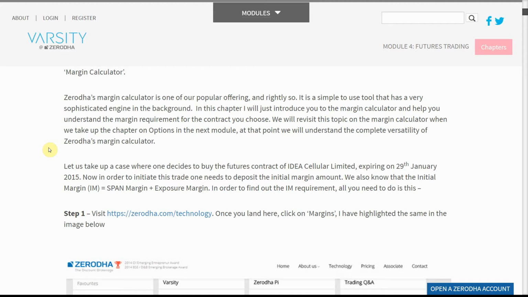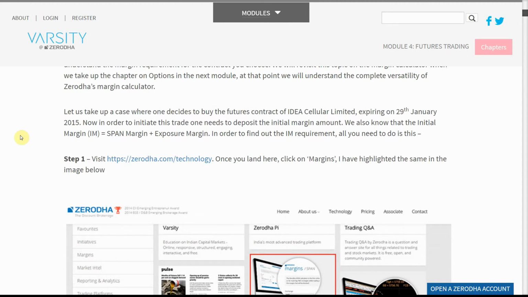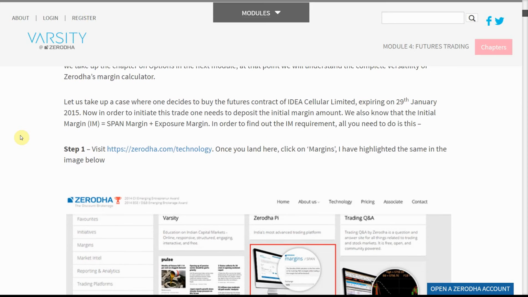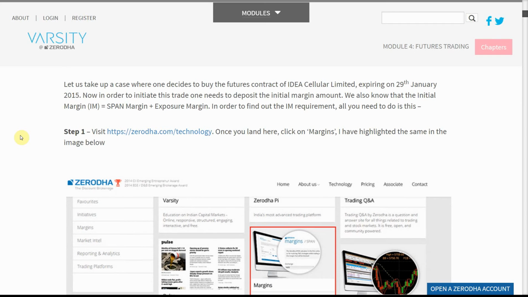Let us take up a case where one decides to buy the futures contract of Idea Cellular Limited, expiring on the 29th of January 2015. Now in order to initiate this trade one needs to deposit the initial margin amount. We also know that the initial margin, IM, equals span margin plus exposure margin.